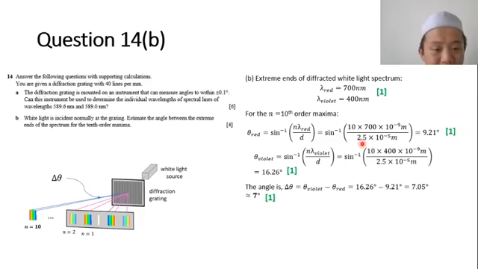Okay, why is it the 10th order? Because that is what the question asks us to do. If you read back the question, it says estimate the angle between the extreme ends of the spectrum for the 10th order maxima. So it's not that you can't do it. It's more that you're not used to it, or you misread the question. In life there are things we're not used to doing, which doesn't mean we can't do them. It's because we've never done them. Once we've done it, then we can do it.